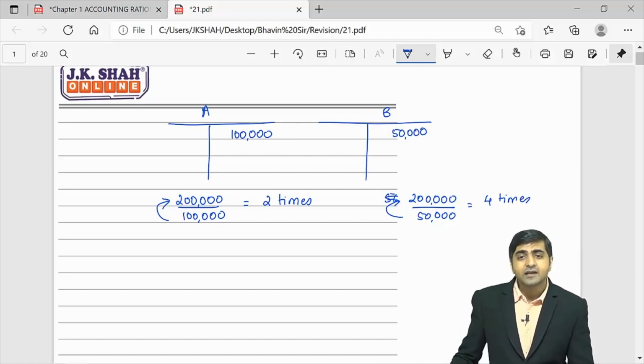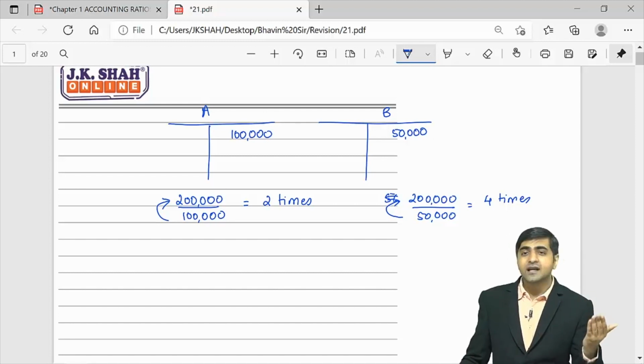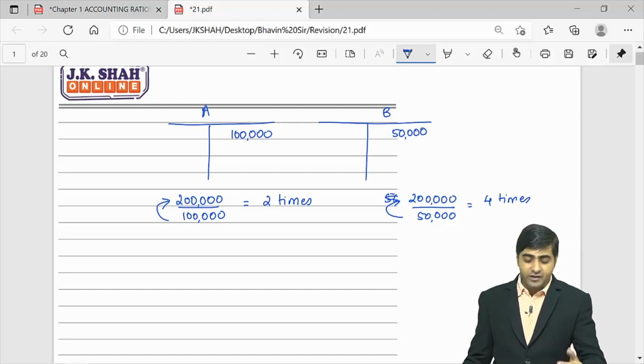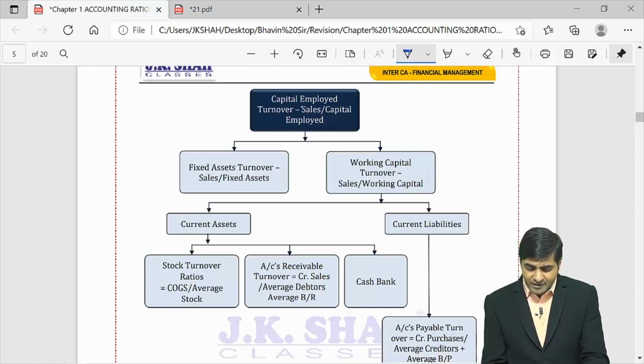So please tell me which particular company is efficient. Can I say company B? Because company B is able to generate more sales with a lower amount of fixed assets. So that's why we always say that turnover ratio, if it is higher, it is considered better because we are efficiently doing our business.